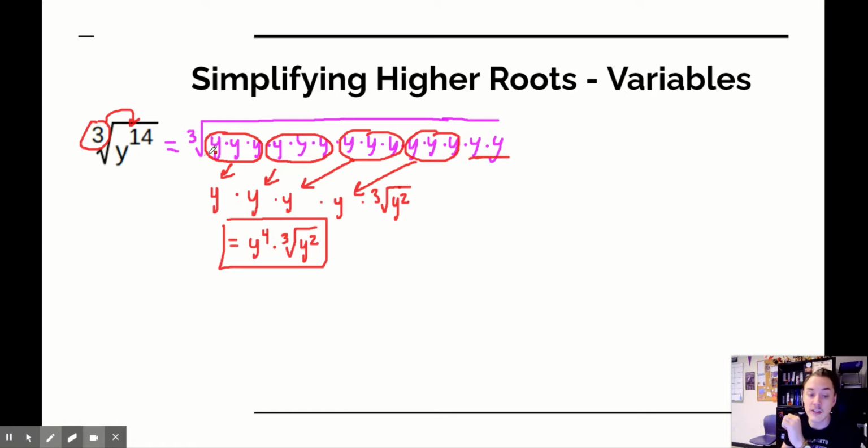The hard way is to literally list it all out, and since that's an index of 3, I need to make sets of 3. That's one set of 3, another, another, and another. There are 4 sets, so y to the 4th. How many are left over? Just 2 y's, so y to the 4th times y squared. That is how you do that question. I'm going to erase this because I need more room.